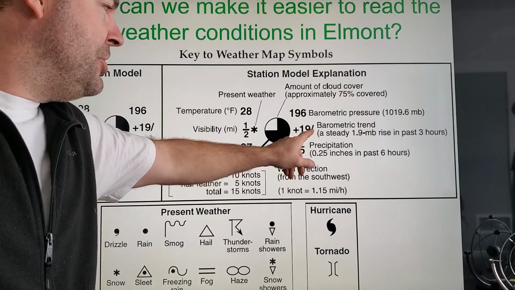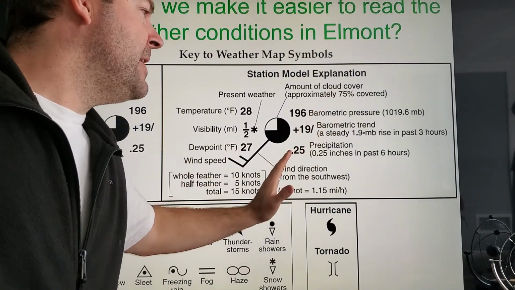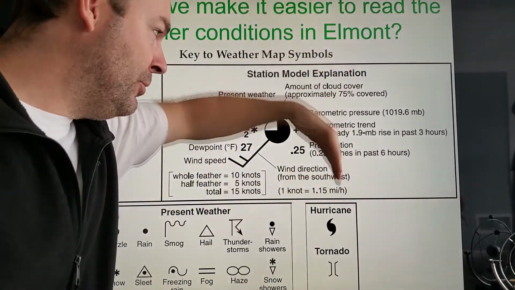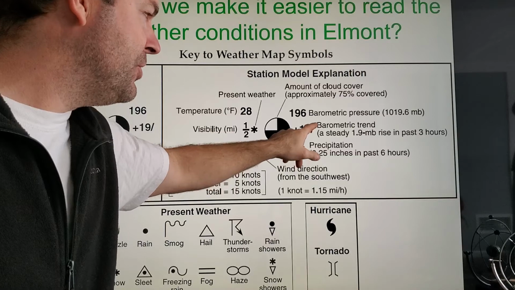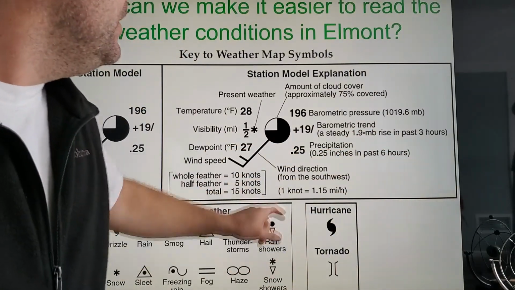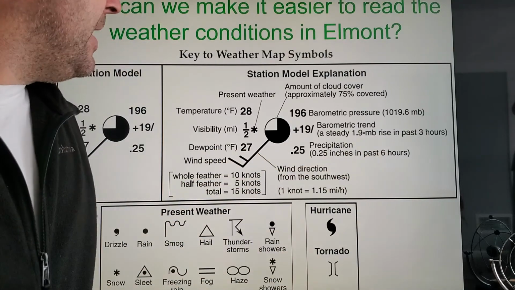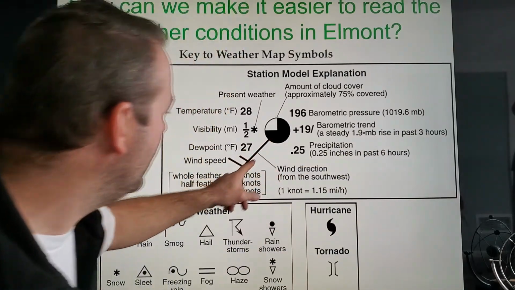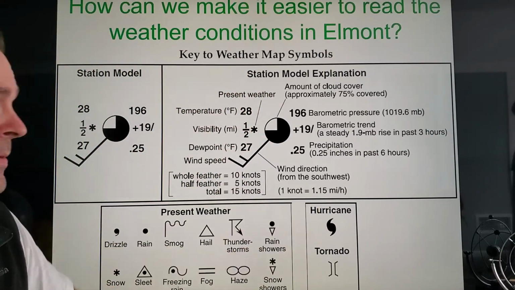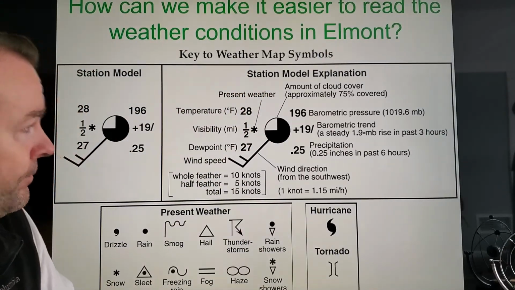There's a little slash here next to the 19 that if it's that way, it's a steady rise. If it's this way, it's a steady drop. It could do a couple different things, but that direction of that line tells you the trend over the last 3 hours. There's your rain over the last 6 hours, right? Your wind, stick, and the feathers. And again, this is all in the reference tables. You don't have to memorize this, but you do have to know how to read it.